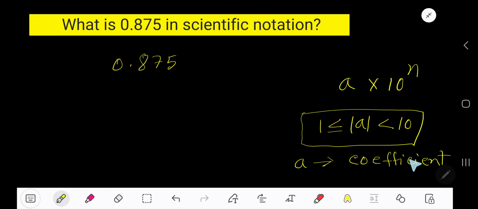Here a is called the coefficient and the value of a is less than 10 but greater than or equal to 1. However, this n is an integer, it can be 0, a positive or a negative number.